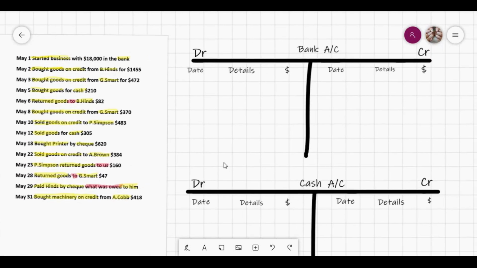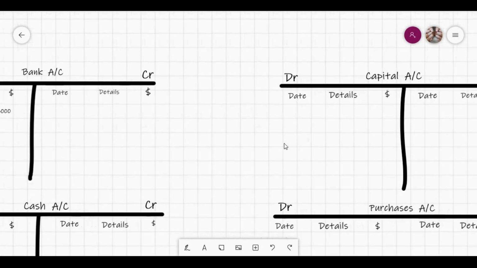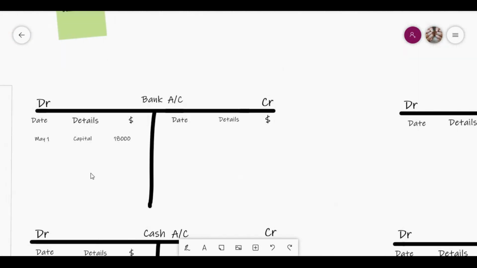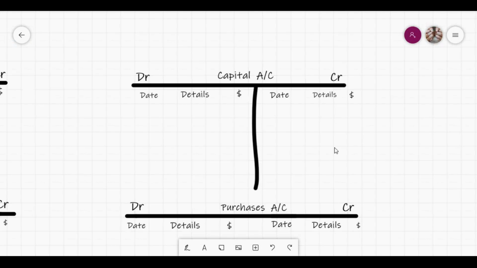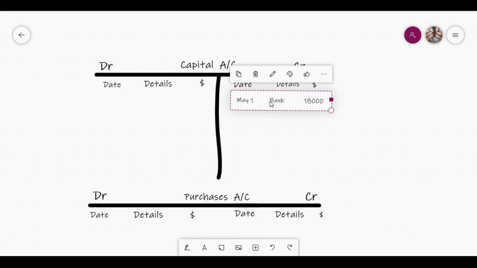So it is going to be debited on the bank, so you're going to have May 1st, capital, and $18,000. Capital is always credited, so on the credit side you're going to have May 1st, bank, $18,000.